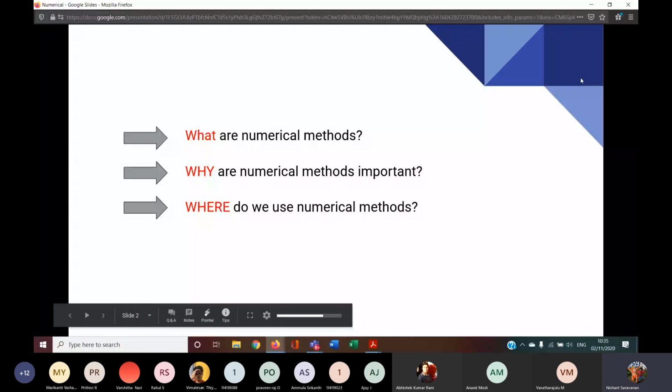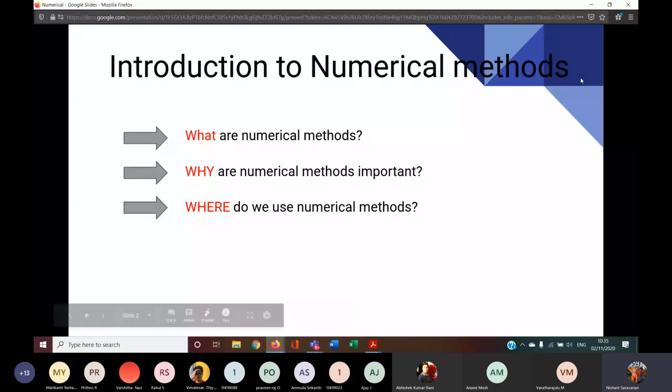Okay. So good morning to one and all present here. I hope everyone had a good weekend. I'm going to get right into my topic as we don't have a lot of time. After you hear any topic, the first thing you think is what it is, right? So what are numerical methods?